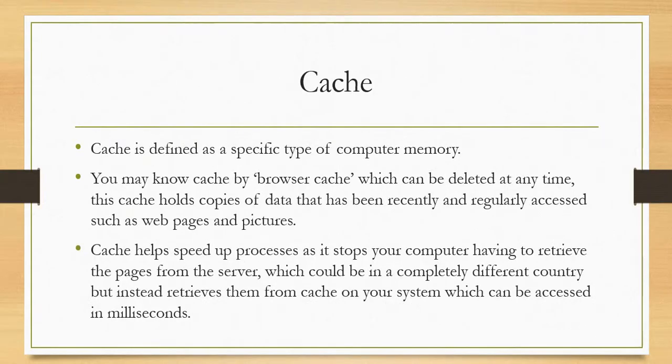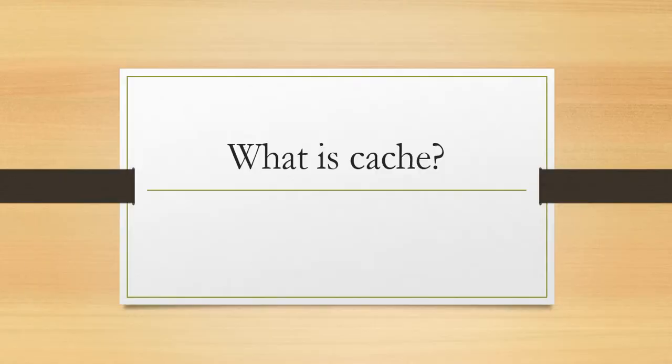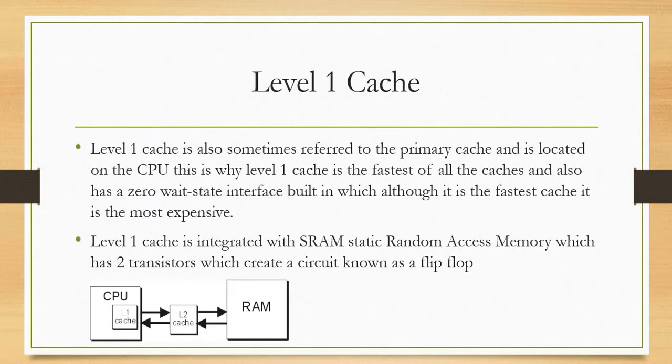So I'll go back to the start. So yes, that's it. Just the basics: what is cache, level 1 cache, and static random access memory. Just what it is, and a picture of where it is located.